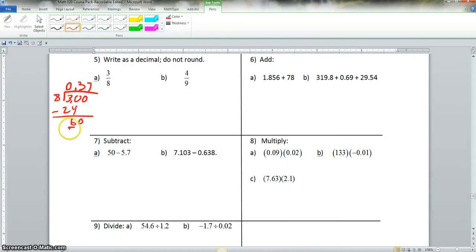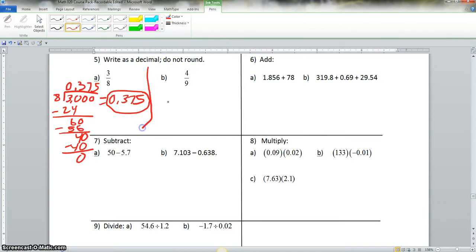7 times 8 is 56. 60 minus 56 gives us 4. We will add a 0 here. 8 goes into 40 exactly 5 times. So now we have no remainder. So our final answer here will be 0.375.